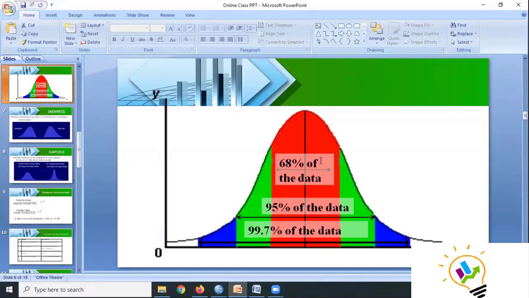So if it is 1 standard deviation, 68% of the data is coming in this distribution. If it is 2 standard deviations, it is 95%. If it is 3 standard deviations, it is going to be 99.7% of the total data under that particular bell structure. Okay.